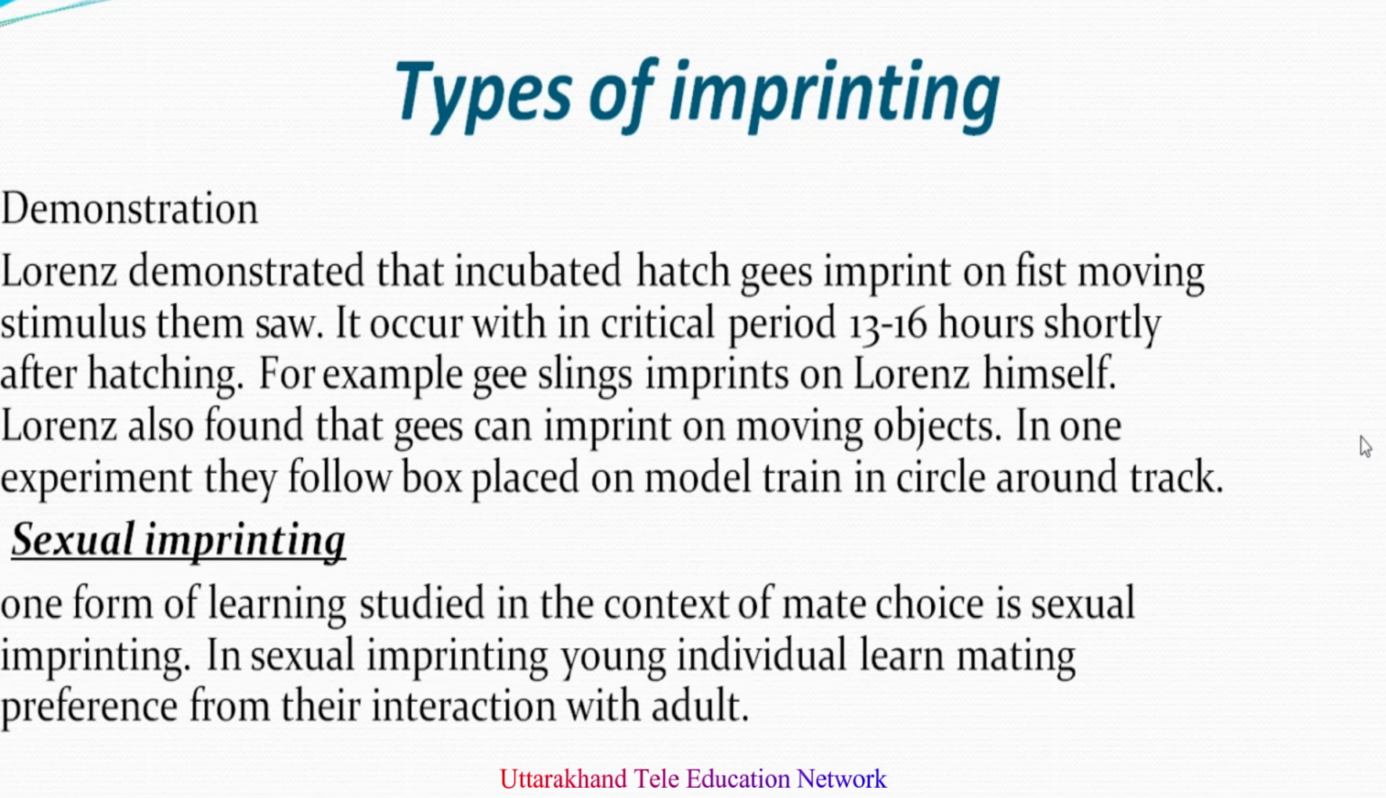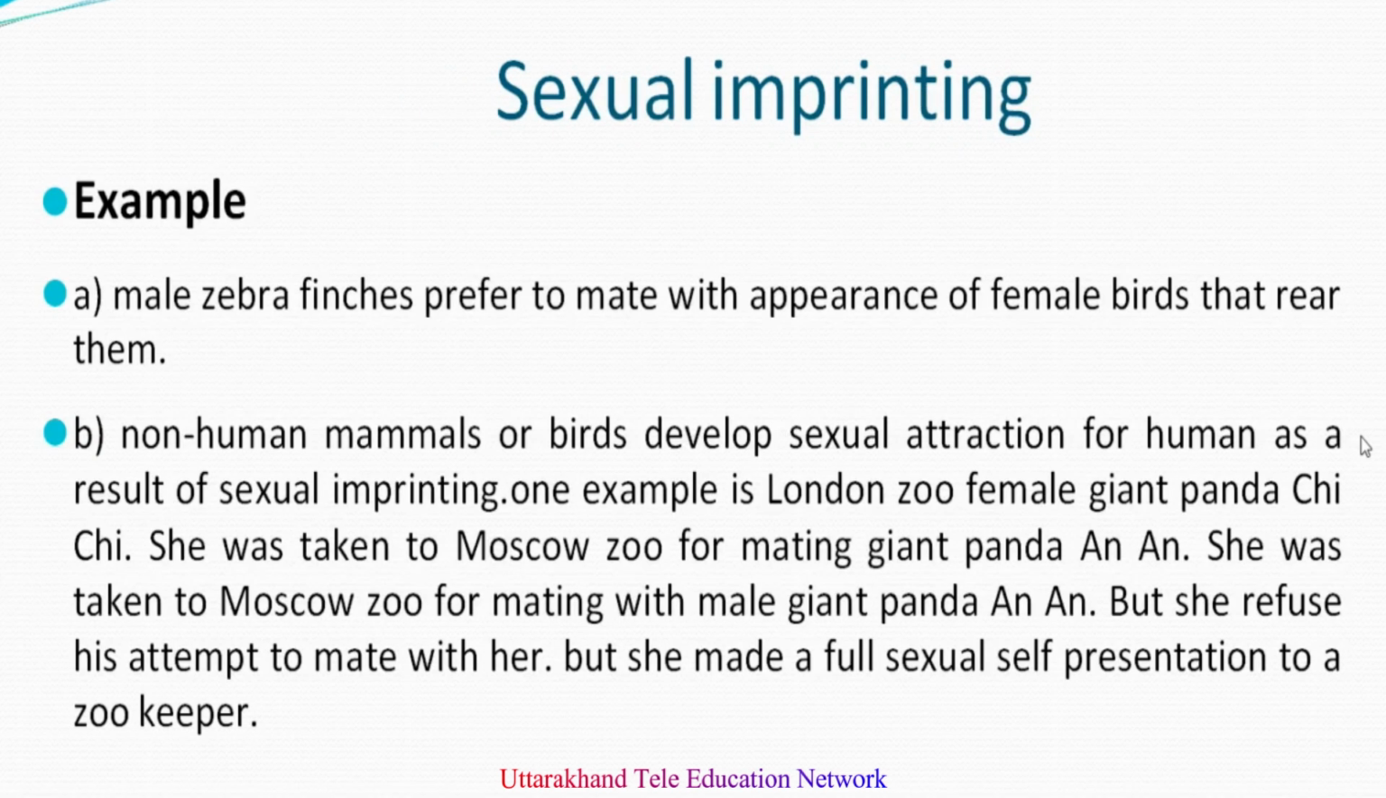Sexual imprinting. This is one form of learning situated in the context of mate choice. In sexual imprinting, young individuals learn their mating preference through their interaction with adults. Example: male zebra finches prefer to mate with the appearance of the female birds that reared them. Non-human mammals or birds can develop sexual attraction for humans as a result of sexual imprinting.